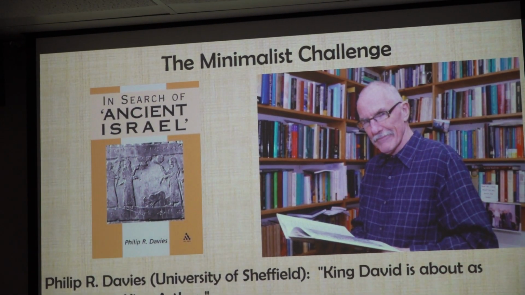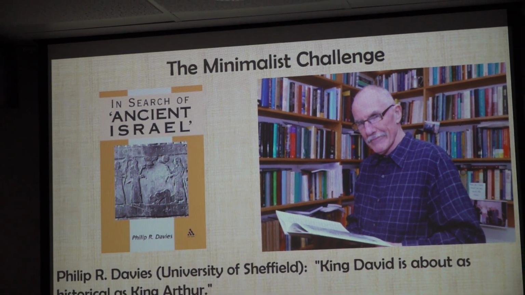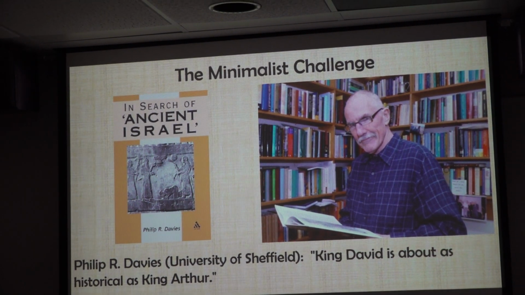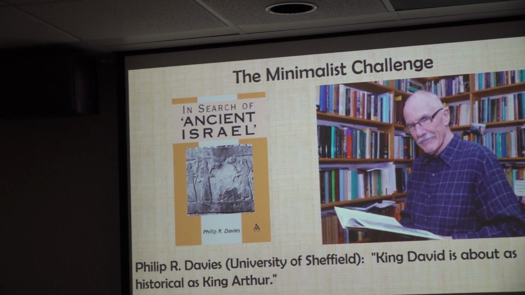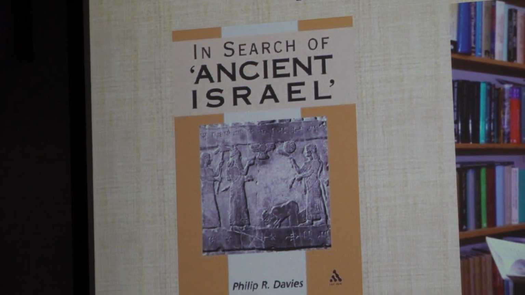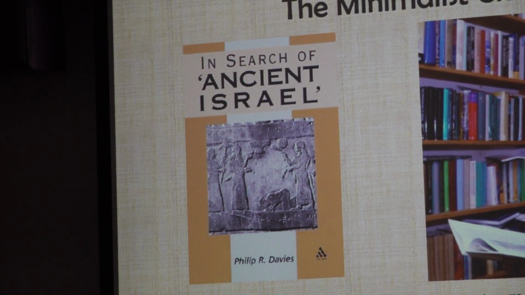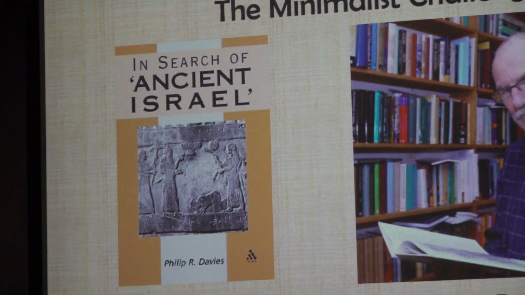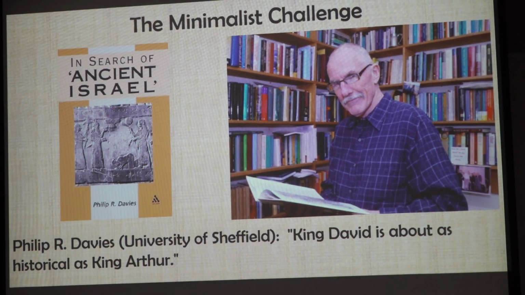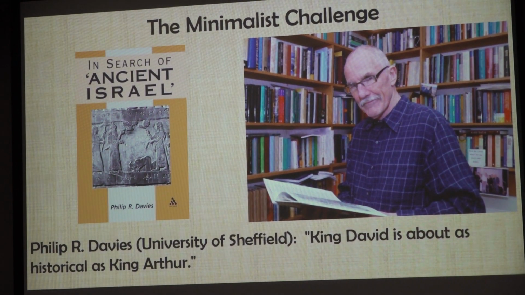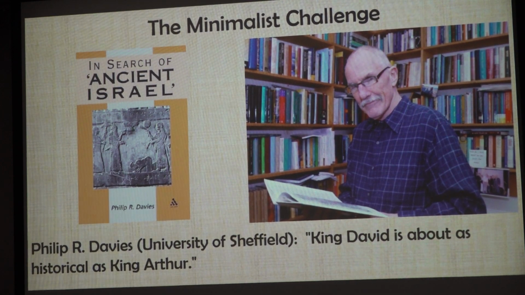Now, with the discovery of the Tel Dan Stela, House of David, almost at the same time, just a year or two previously, this book came out. And Philip R. Davies, a gentleman pictured here looking at a book and kind of smirking at the camera, wrote this book. And Davies was an agnostic or atheist, and he suggests in this book that, in quotes, King David is about as historical as King Arthur. He argued that David was legendary, that it was a myth, he never even existed.